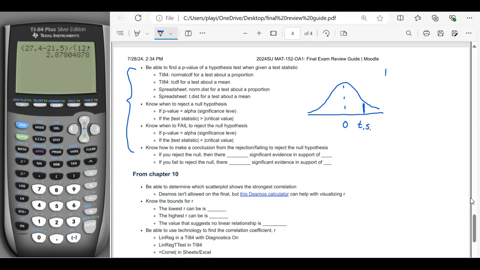It all depends on your alternate hypothesis. So if it said something like the mean is greater than some number, then that means you're going from your test statistic into the tail, and you're using normal CDF, or in this case, since it's a mean, TCDF. If it was a proportion, if this wasn't mu, if it was P, then you would be using normal CDF because it's a normal distribution. But it's either normal CDF, TCDF if you're using a TI calculator, or the NORM.DIST or the T.DIST if you are using a spreadsheet.